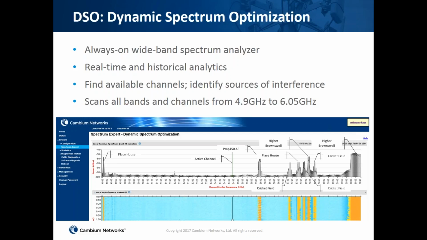Some of the key takeaways from this are that DSO is always running in the background. DSO scans all bands from 4.9 to 6.05 gigahertz. Transition from one channel to another has almost no delay, and it's seamless. And it scans from 5 megahertz channels to 45 megahertz channels. So even if there's a lot of interference, the DSO is able to pinpoint a really narrow channel on which you can try to transmit data.